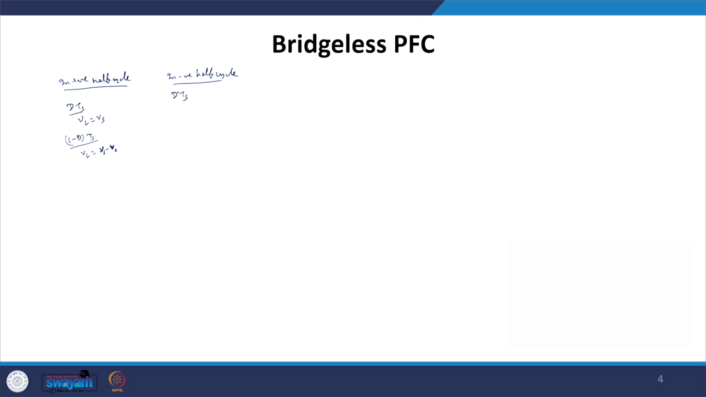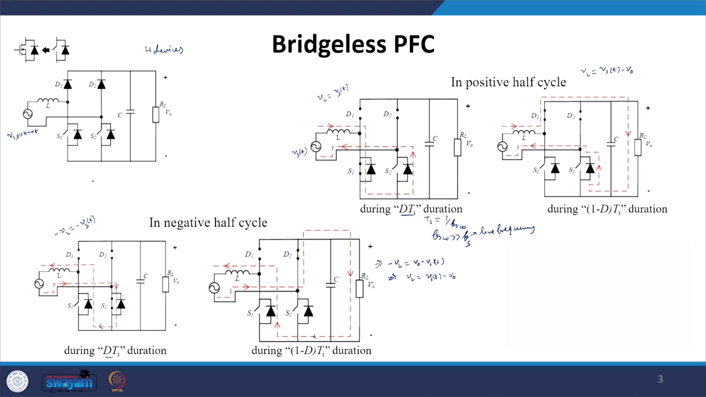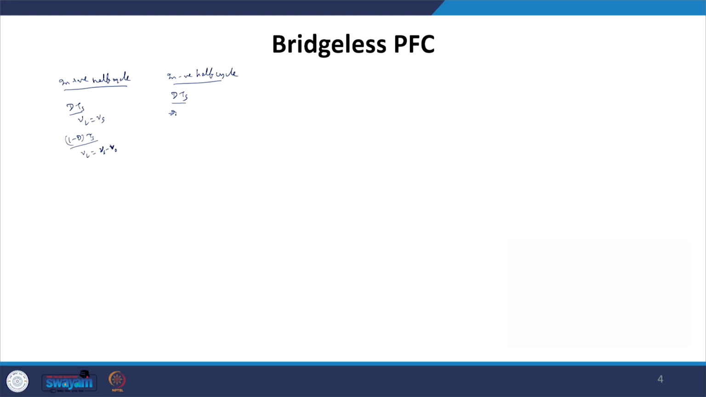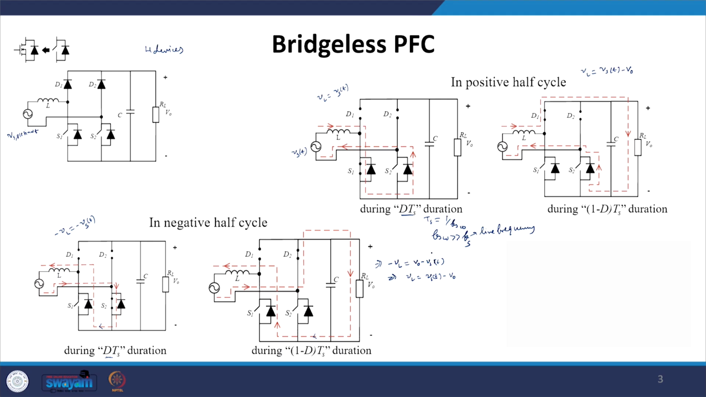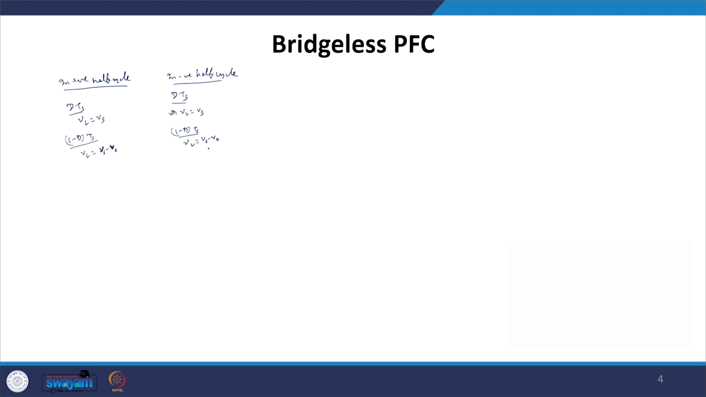In the negative half cycle, during the dTs period, VL is directly equal to modulus Vs, and in the 1 minus dTs period, we have VL equal to Vs of t minus V naught. So the voltage across the inductor during the dTs duration is modulus of Vs, because only the magnitude is there, and in the 1 minus dTs period, it is modulus Vs minus V naught.